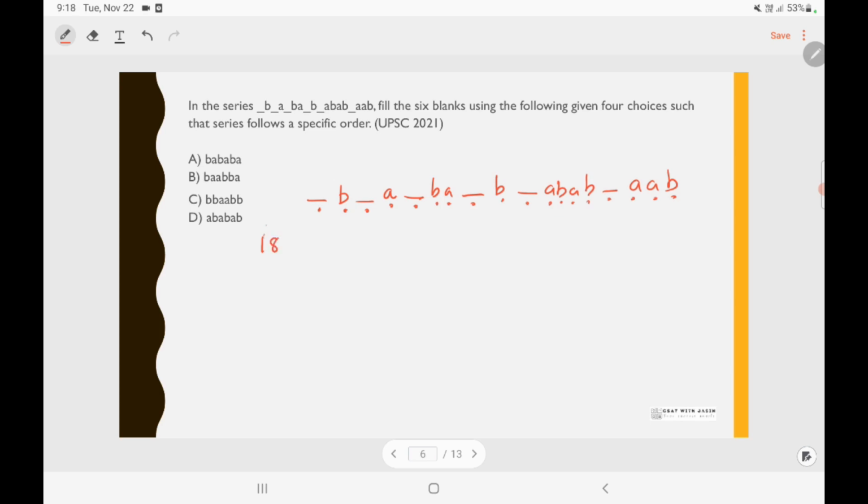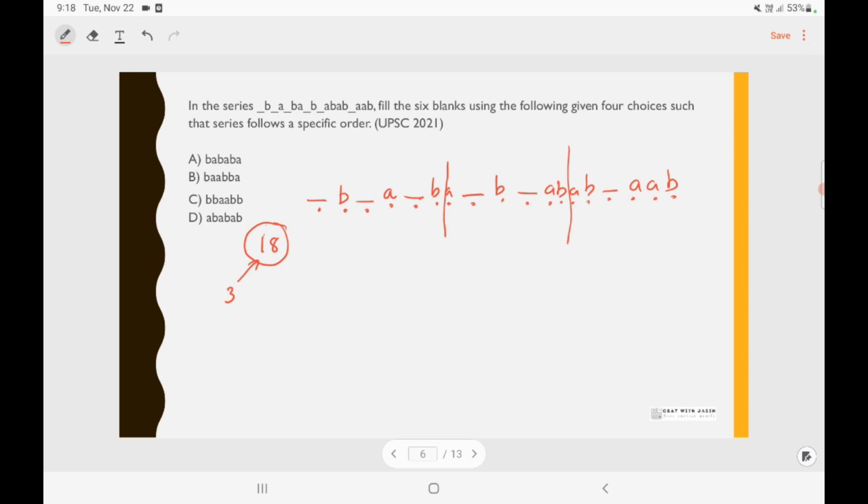So try to split these total elements into 3 or 4 sets. Since you have 18 elements, we'll divide this into 3 of 6 elements each. So just divide it 1, 2, 3, 4, 5, 6. You just draw a line like this, then 1 2 3 4 5 6, draw a line like this, 1 2 3 4 5 6. So you divided this total series into 3 compartments of 6 elements each.